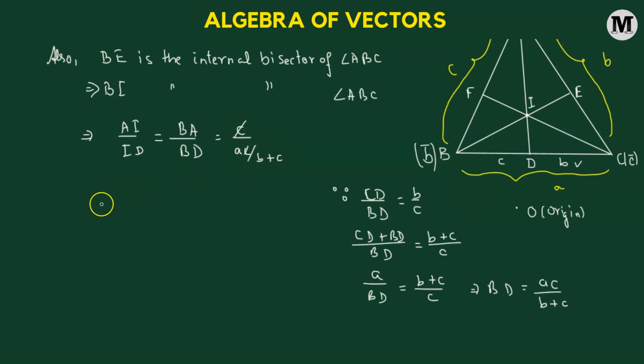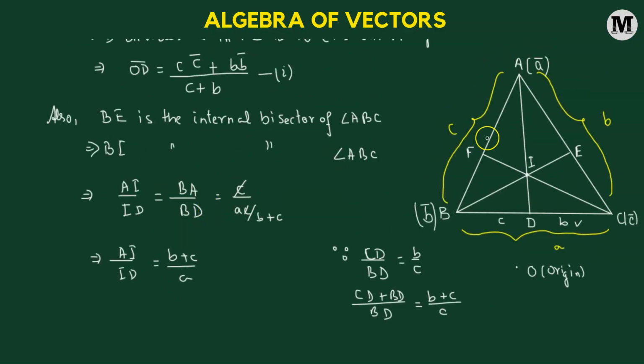Here C and C get factored out, and this gives us the ratio AI to ID as B plus C to A. So going back to our diagram, we have obtained that AI to ID is B plus C to A. In other words, this implies that I divides AD in the ratio B plus C is to A internally. Fine. Since it's dividing in this ratio, we can apply the internal section formula.